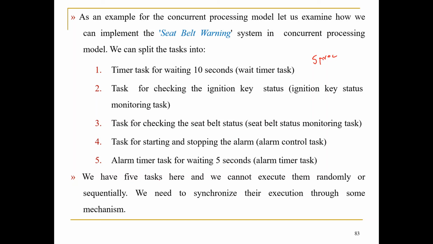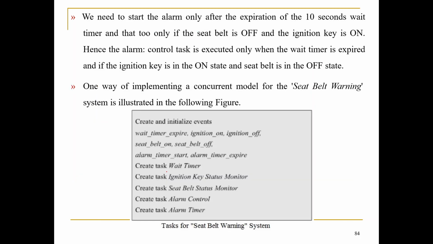We have 5 tasks here and we cannot execute them randomly or sequentially. We need to synchronize their execution through some mechanism. That's what I said. I need to have some mechanism through which the tasks will be handled by a single processor at a time. See, here it's given. Create and initialize events. This is how it is actually going to be written. Wait timer expire. This is one task. Ignition on. Second task. Ignition off. Third task. Seat belt on. Fourth task. Seat belt off. Fifth task.